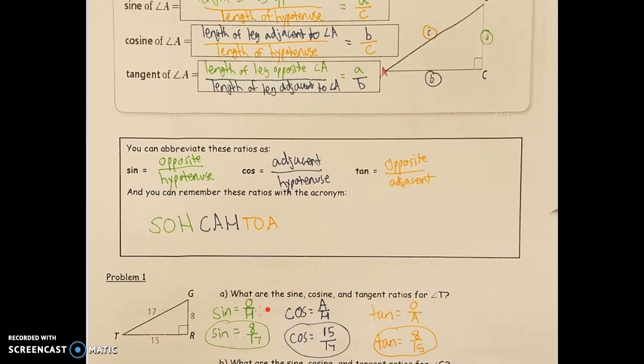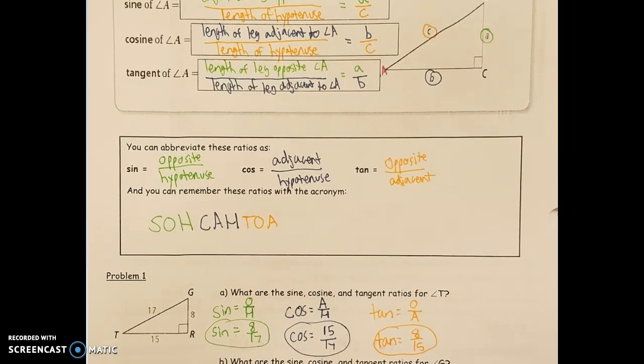If we're going to use SOHCAHTOA in this example, we have to use it to find the sine, cosine, and tangent ratios, all using angle T. So sine is O over H, opposite over hypotenuse, so 8 over 17 would be the sine. The cosine, still starting from that angle, would be adjacent over hypotenuse, so that's 15 over 17. And tangent would be opposite over adjacent, so that's 8 over 15.